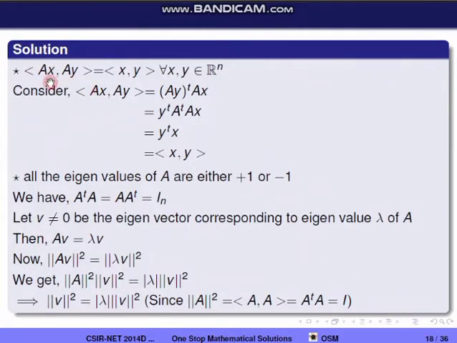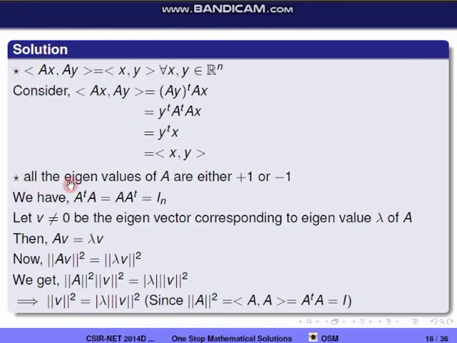So first option is inner product Ax comma Ay is equal to inner product x, y for every x, y in Rn. Now consider the LHS, inner product Ax comma Ay. Using concept 1, this is equal to (Ay) transpose into Ax. Using the property of transpose, this is equal to y transpose into A transpose into Ax, and we are given A to be an orthogonal matrix, so A transpose A is I. So y transpose into I into x, that is equal to y transpose x. Using concept 1 again, this is equal to inner product x, y. So we got inner product Ax, Ay is equal to inner product x, y. So the first option is correct.